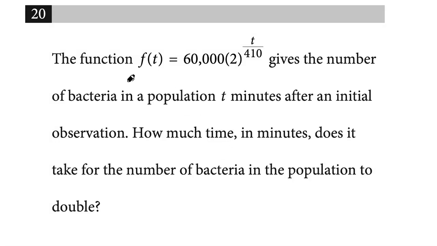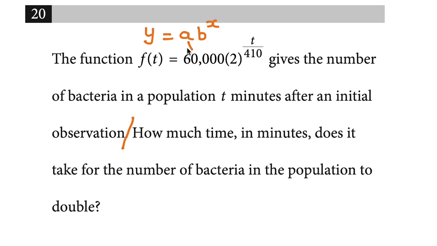Question number 20. The function f of t is equal to 60,000 times 2 to the power t over 410 gives the number of bacteria in a population t minutes after an initial observation. Now let's understand till here. This is an exponential equation, which is always of the form a times b to the power x. A is the initial population.